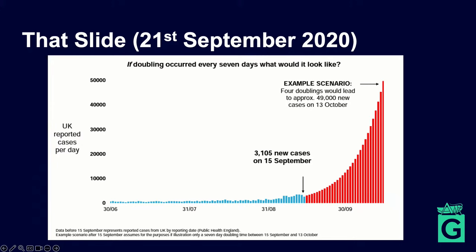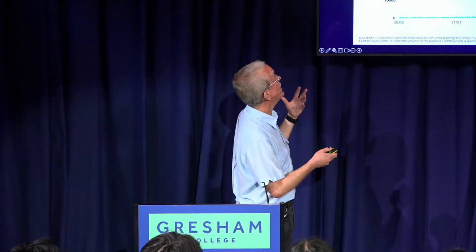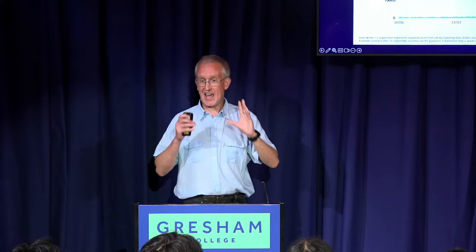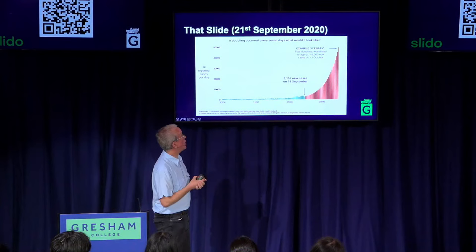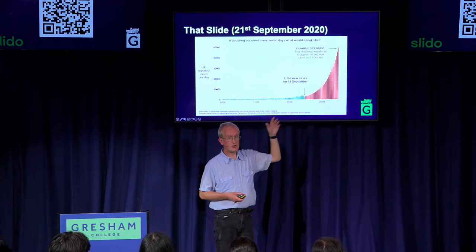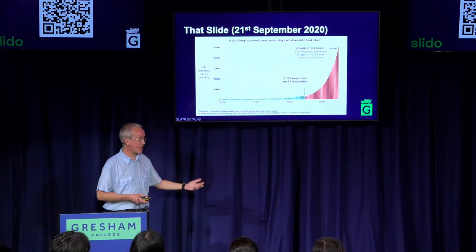What they said was, okay, if doubling occurs every 7 days, what would it look like? Now, they're very clear here. They're not saying this is a prediction. They're not saying this is definitely what's going to happen. They're saying if it did double every 7 days, this is what would happen. As far as we're concerned, there's nothing to argue with here. I mean, this is true. What they're saying is, at this point, there are 3,000 cases. This is the 15th of September, which they've got the data up to. You double that every 7 days. You double that four times. You multiply by 16. You end up with this kind of scary growth.